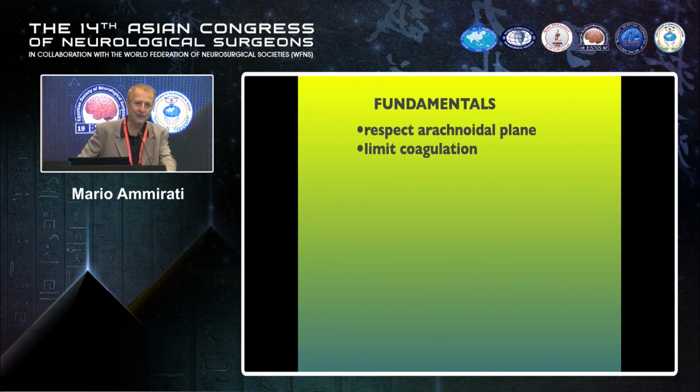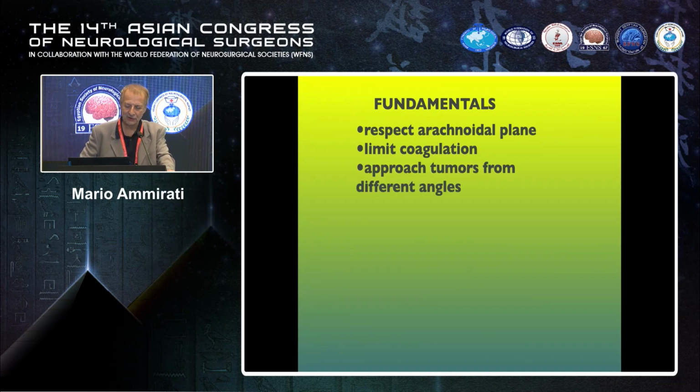The second thing, you need to limit the coagulation. Why? Because when you coagulate, you coalesce, you make a unity between the arachnoidal plane and the tumor, so that makes further dissection very challenging and very traumatic. The third thing, that's a general tenet of skull-based surgery, you must approach the tumors from different angles and have a clear surgical plane. It's always very important.